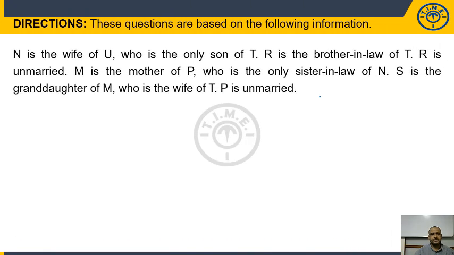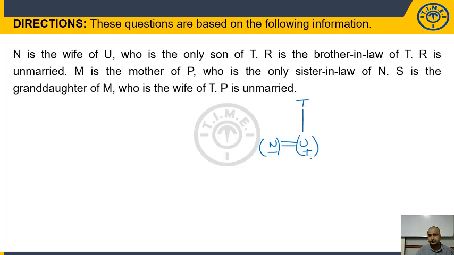Now, let us discuss the blood relationship. N is the wife of U. So N and U are a couple, and genders are also given clearly. N is the wife, so N is female, U is male. Next, U is the only son of T. So no other sons. There could be other daughters, but there should not be any other sons.